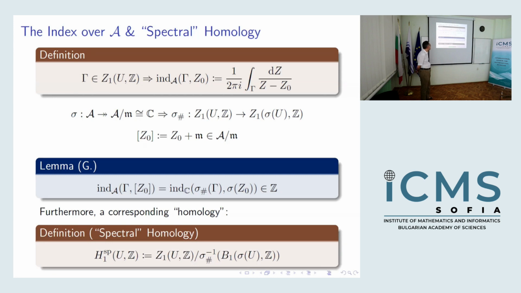And there is a corresponding, I don't want to say homology theory in the strict sense of algebraic topology, but there is a homology that is closely related to this index and that will have application a little later. So basically, I call it spectral homology for lack of a better word. There's maybe a better term for this, but it is simply the quotient group of the one-cycles modulo those one-cycles in U that are spectral boundaries.